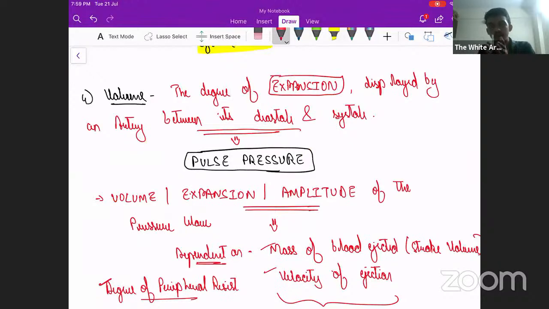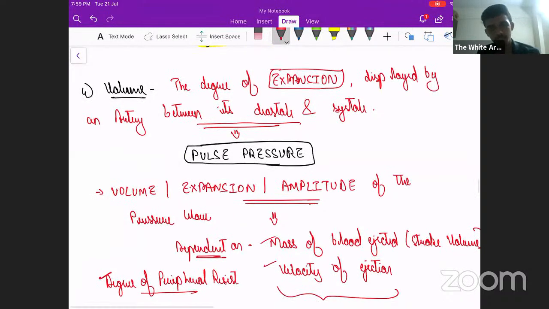How does the artery expand? So what does that mean? At diastole, the artery will be normal. Post systole, there will be an expansion and relaxation, expansion and relaxation. So indirectly, this volume measures the pulse pressure. It's really equal to measuring the pulse pressure, systolic pressure minus the diastolic pressure. So that is what is meant by volume. Volume is an indirect measure of pulse pressure.